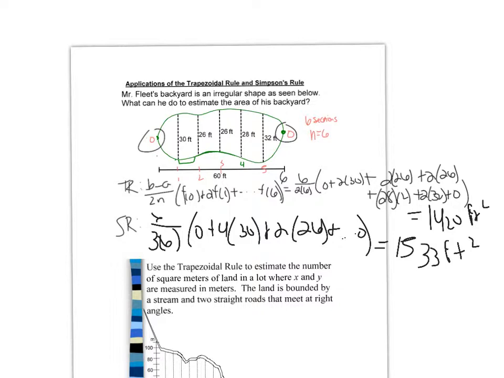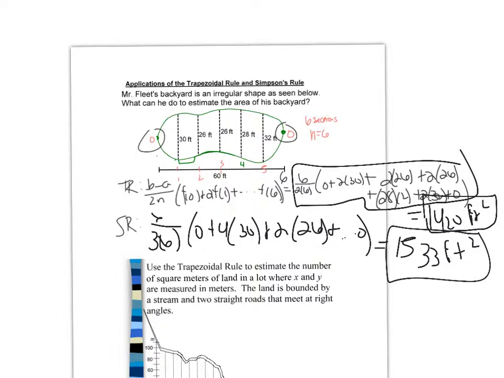Alright, so you can see all of my work out. Remember, trapezoid rule is the (b minus a) over 2n times f of 0 plus 2f of 1 plus all of the other ones times 2 plus f of 6. So I showed the work for the multiplication and addition there, and it comes out to about 1,420 feet squared. And then again, remember, trapezoid is a little different than Simpson's. Simpson's has the (b minus a) over 3n times your first value plus 4 times your second plus 2 times the third, and so on. So you end up with a slightly closer area to the exact.